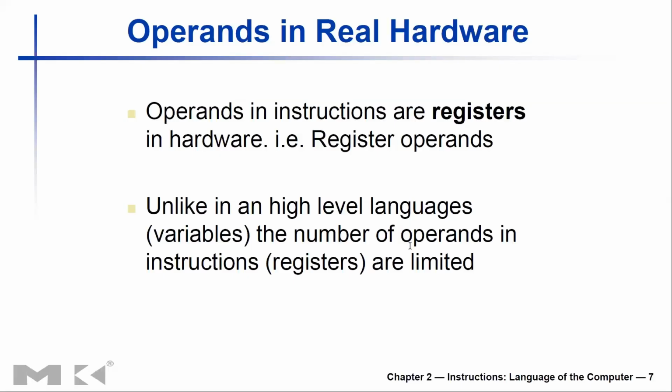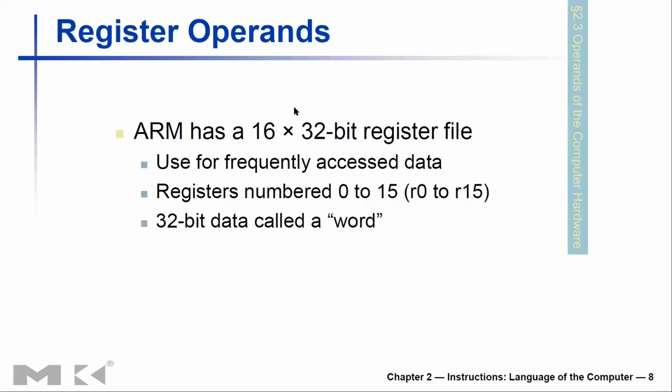In a high-level language like C, you had the chance to define as many variables as you want. But here, the number of variables that you can have at the same time is limited. You will understand this better when we go into real assembly programming. Okay, so this concept you need to have in mind.